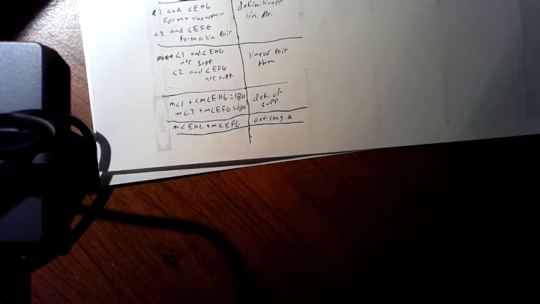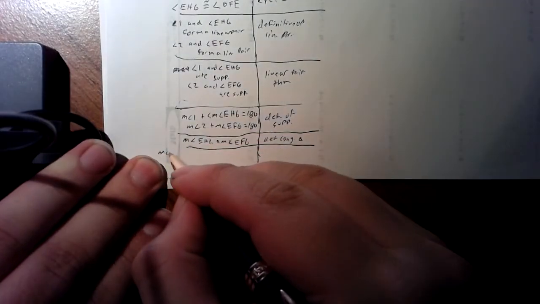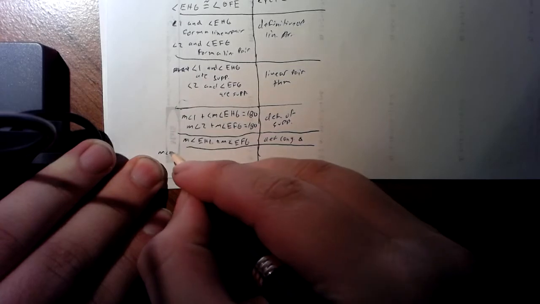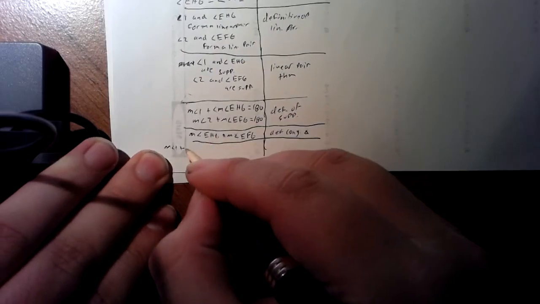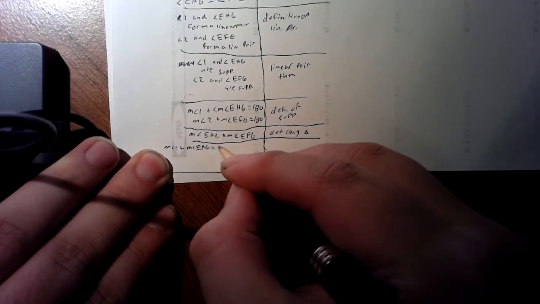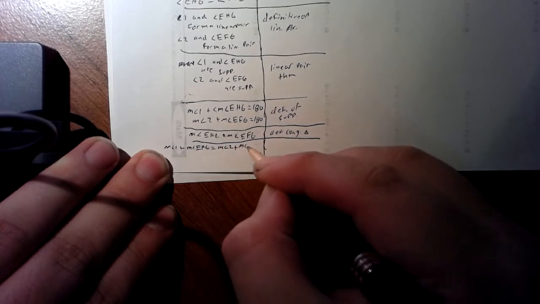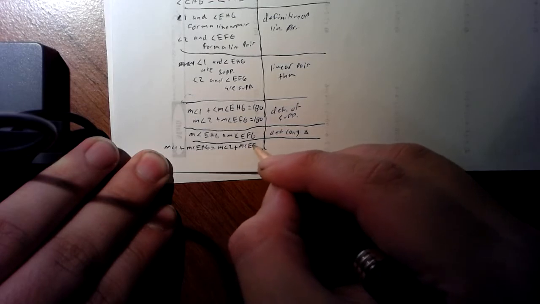So we're almost done here. So the next thing we need to do is use our substitution property. So I'm going to write measure of angle 1 plus measure of angle EHG equals measure of angle 2 plus measure of angle EFG. Okay, so that's substitution.